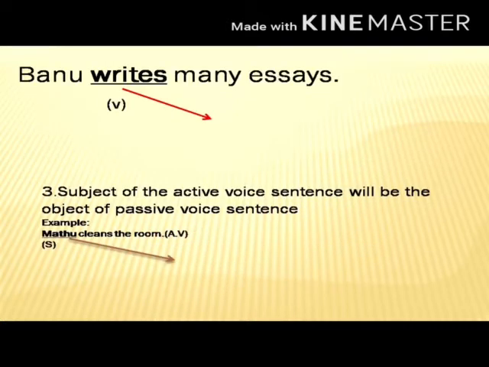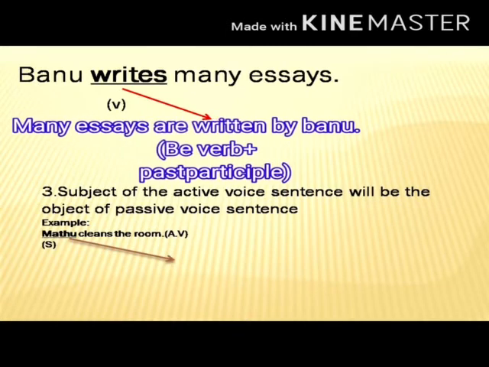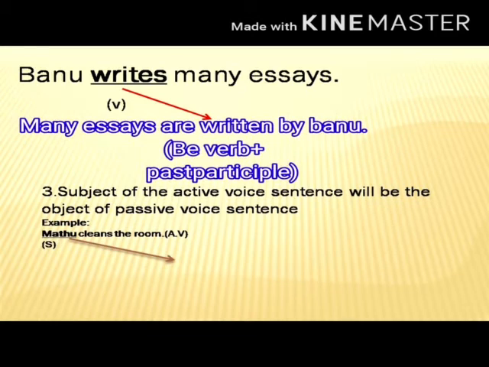Look at the active voice sentence. Banu writes many essays. Here the verb is writes. It is changed like this while converting into passive. Are plus written. In the sentence many essays are written by Banu. Here subject many essays is plural. That's why we used the be verb are.